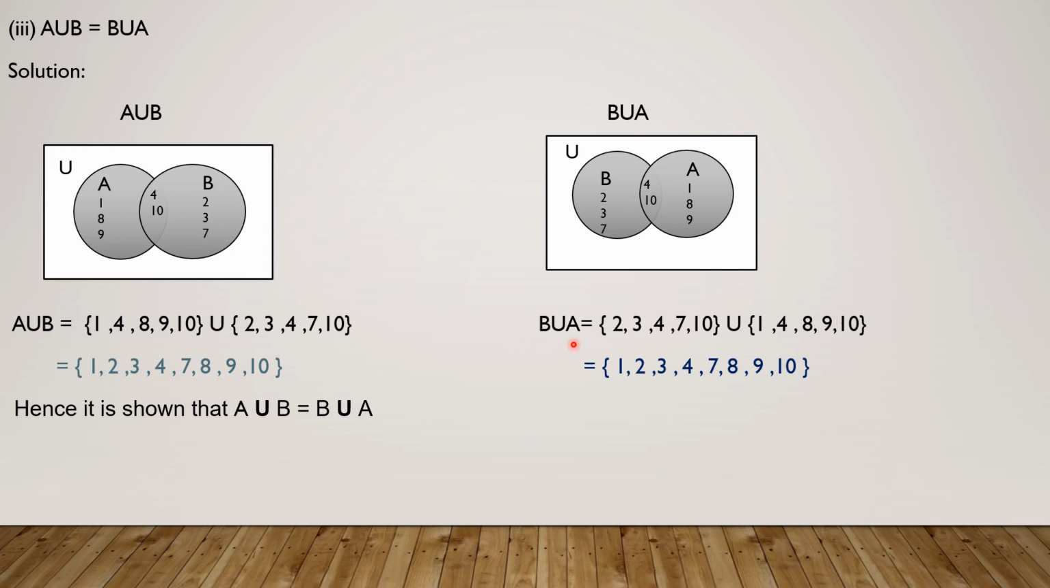Similarly, here we find B union A. First we will write elements of set B, then union, and then set A elements. Now in next step, take the union of these two sets, means combine all the elements of set B and A inside one set. Now look at these two sets. Are they equal? Yes. Hence it is shown that A union B is equal to B union A, and it is also shown in the diagram.